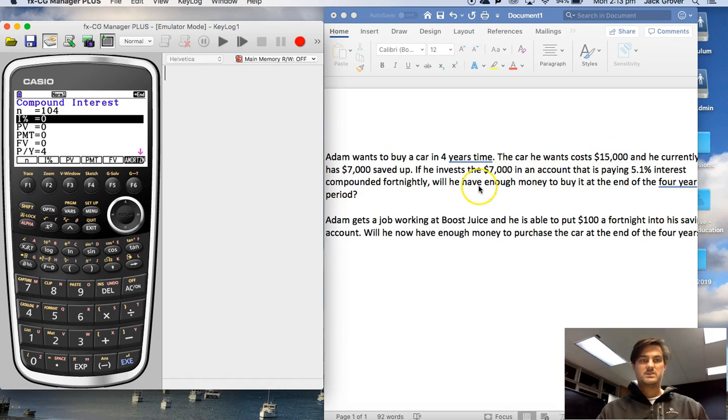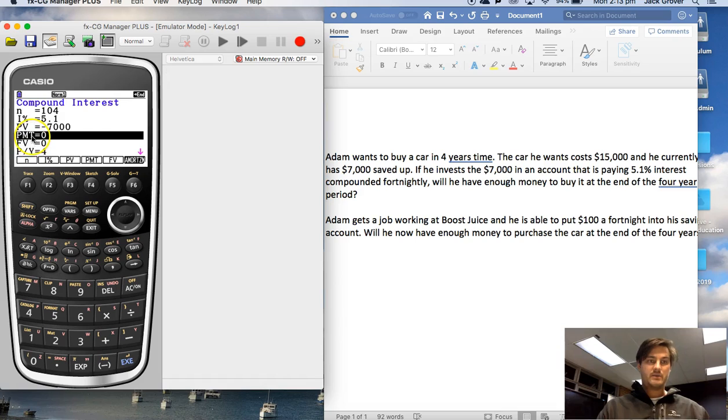Our interest rate, pretty self-explanatory, 5.1%. Our present value is the amount of money we start with. So Adam has invested $7,000 of his own money into an account. So we put that into the calculator as negative $7,000, because Adam had the $7,000, he's now put it into a different account, so it goes in as a negative.